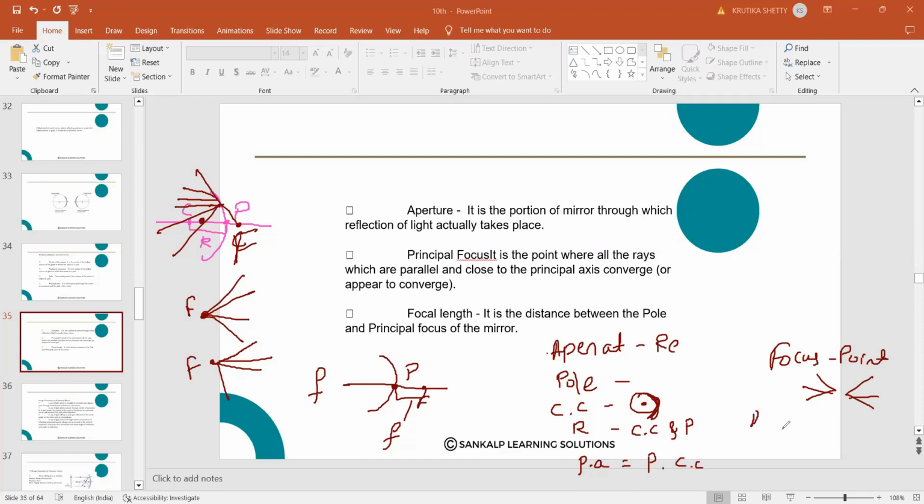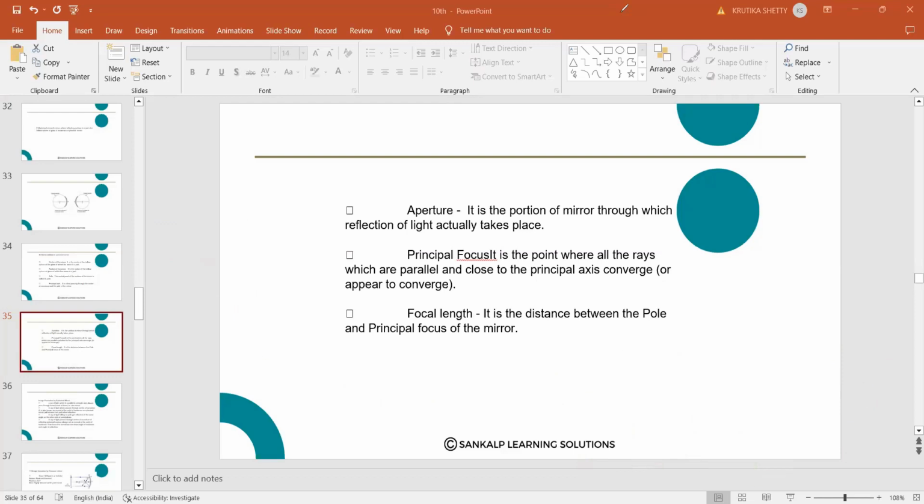Then the focal length is denoted by F. It is the distance between the pole and the principal focus. Yes. So these are the 7 terms related with your spherical mirrors. So if you want me to repeat any, you can tell, otherwise I'll go for the next point. Yes, girls, is it clear? So you can read out the definitions which we have written here.